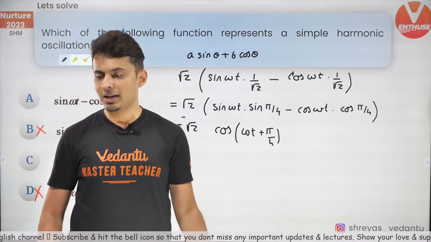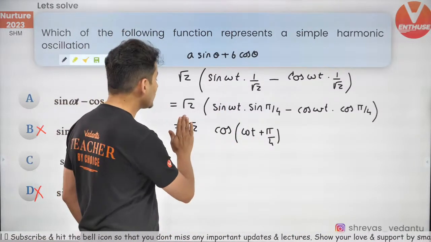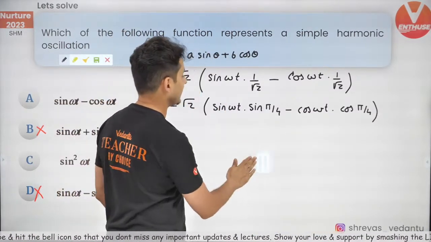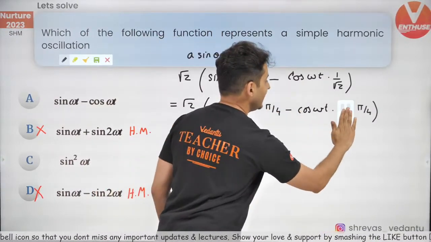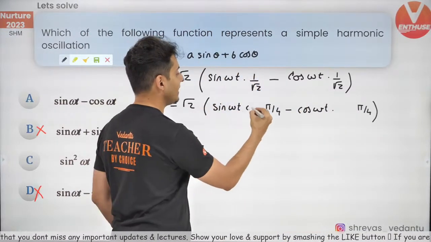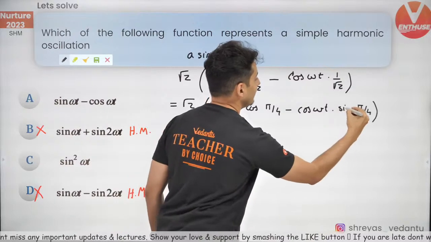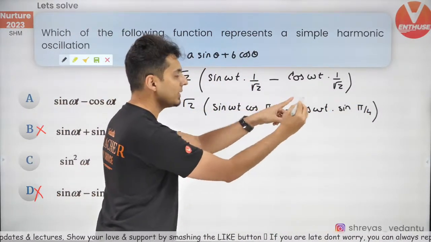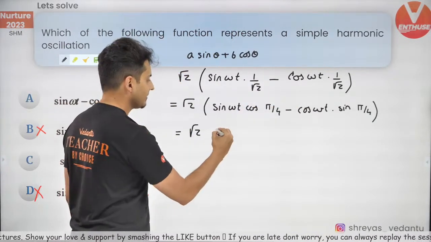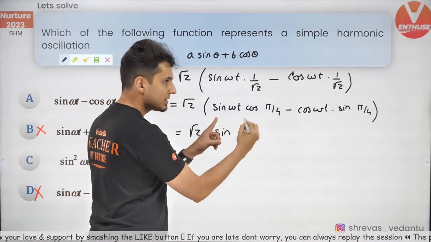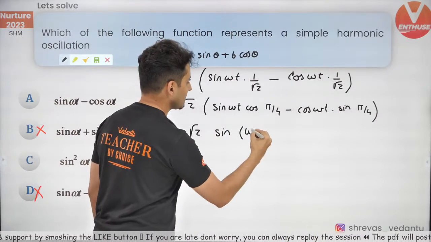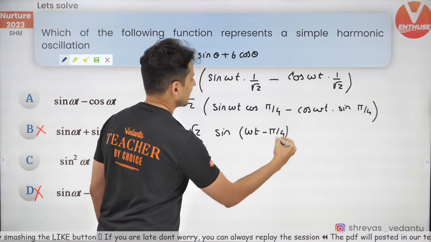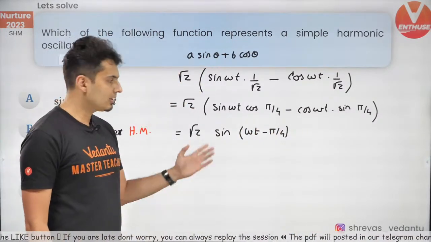Okay. If you want, you can also do one more thing. If you don't want this sine and sine, you can also write it as cos, and here you can write it as sine. It still works. And sine A cos B minus cos A sine B will be still sine of A minus B. So cos of omega t minus pi by 4. It still works, correct? It's one and the same thing.